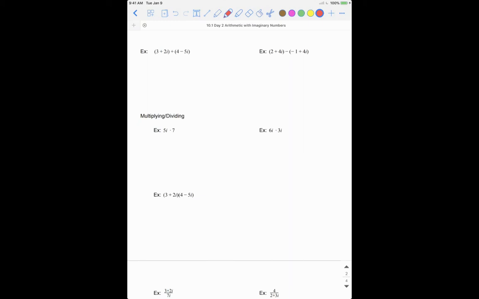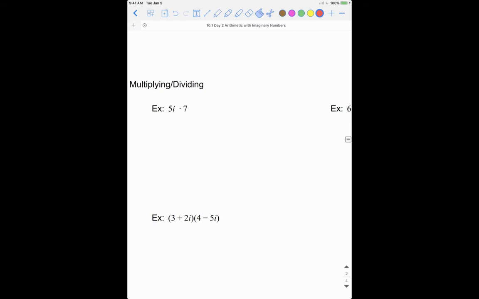So next we're going to move into multiplying and dividing. We're going to start with multiplying first. Multiplying is very similar, just like if you had an x or a y that you're dealing with, except now we're dealing with an i. There may be one or two additional steps, but first we're going to start with when we're just multiplying.